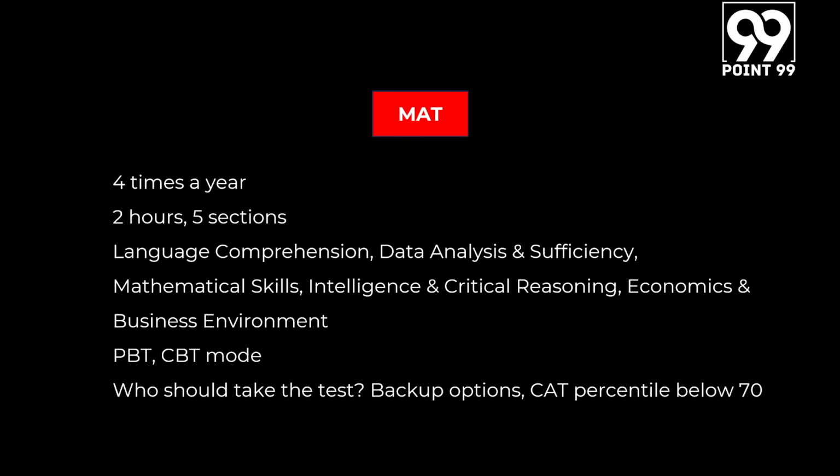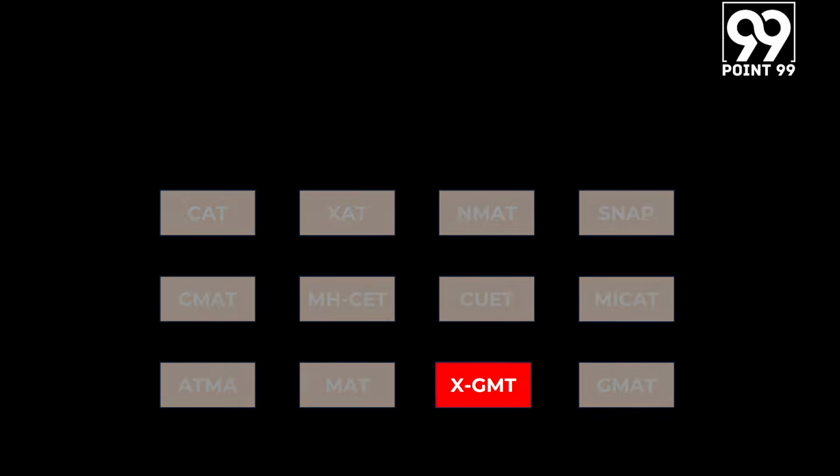Similar to the ATMA, people who are looking for backup options and whose CAT percentile is below 70, and even then you are looking at some options that will take you to decent colleges, you can look at the MAT as an alternative. The 11th test on this list is called X-GMT.